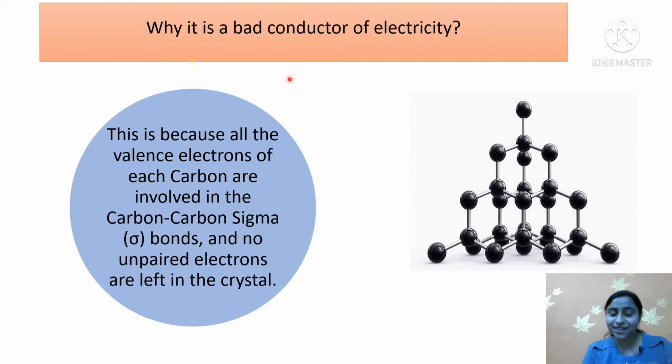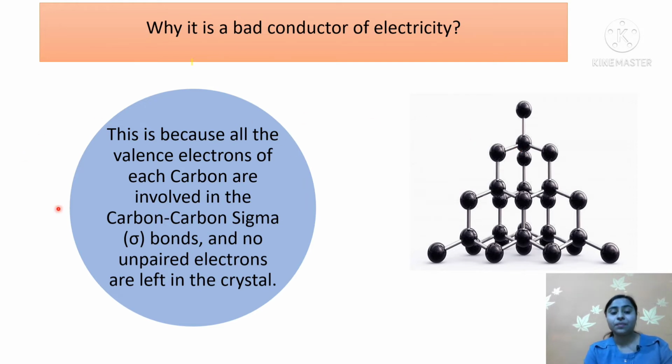So, students, here is the reason why it is a bad conductor of electricity. The reason lies in its structure. If we look into the structure, we can see a centrally placed carbon atom, and it is bonded with four other carbon atoms covalently. As we know, carbon is tetravalent and has four electrons in its valence shell. All four electrons are used up here in making covalent bonds. So there is no free electron left, and this is the reason why it does not conduct electricity.